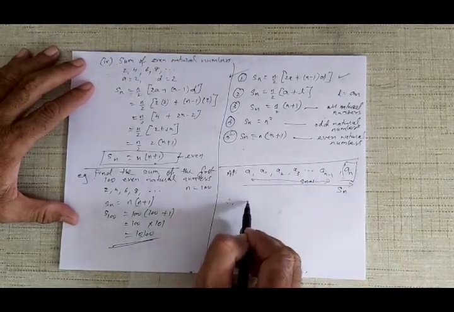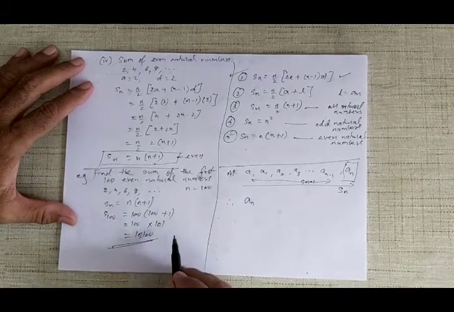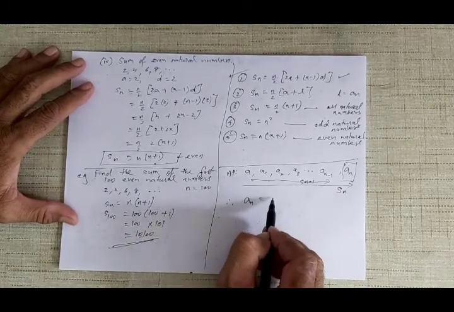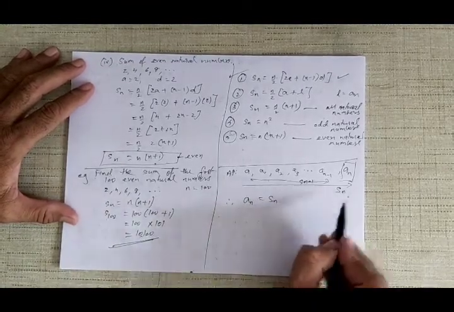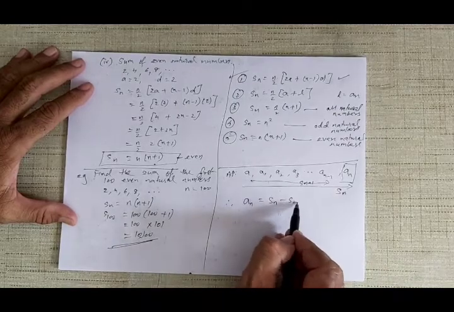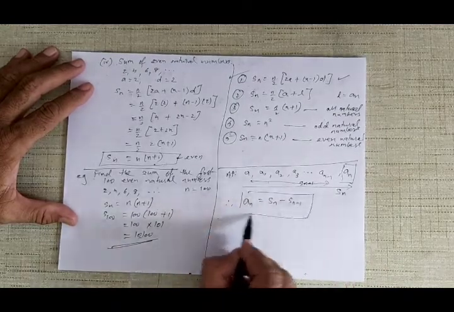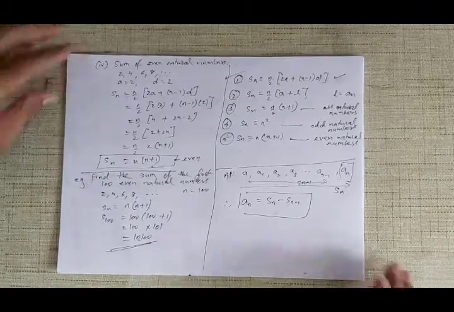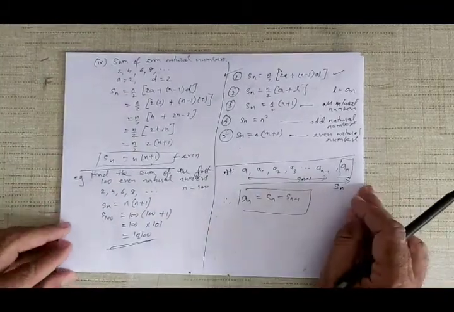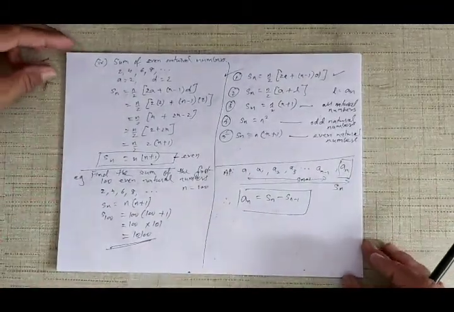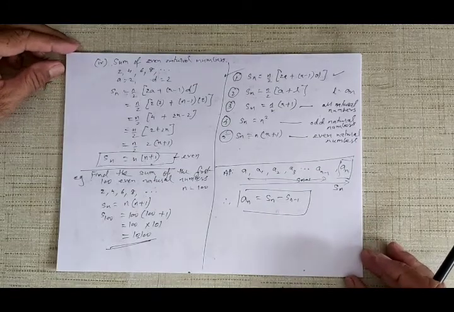So therefore you see, A of n, that means the nth term of an AP, is equal to the sum of n numbers minus the sum of n minus 1 numbers. This is another important formula. Again, see here, suppose the AP, try to understand it. Always try to understand and then memorize. Otherwise, it will become difficult.